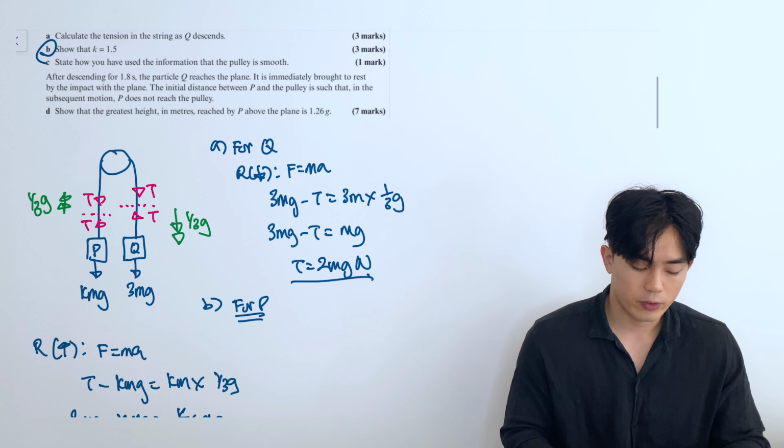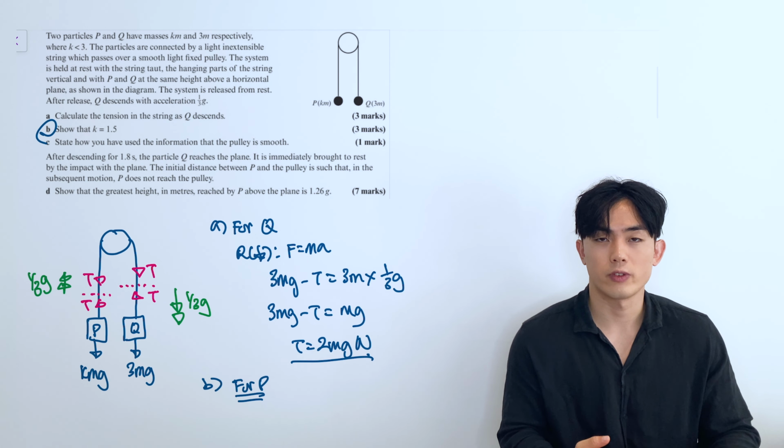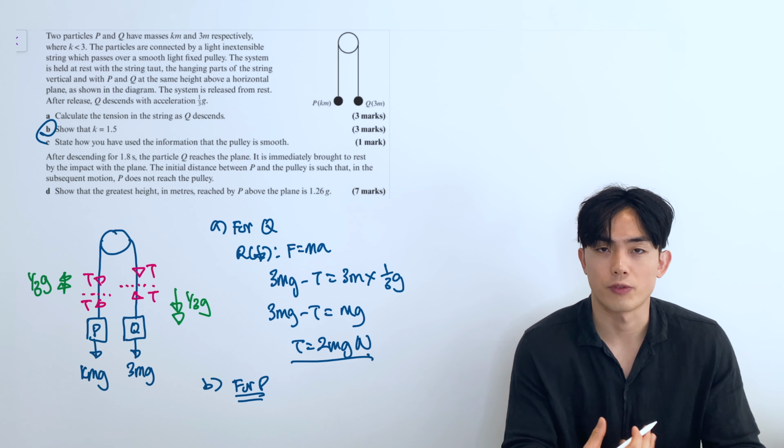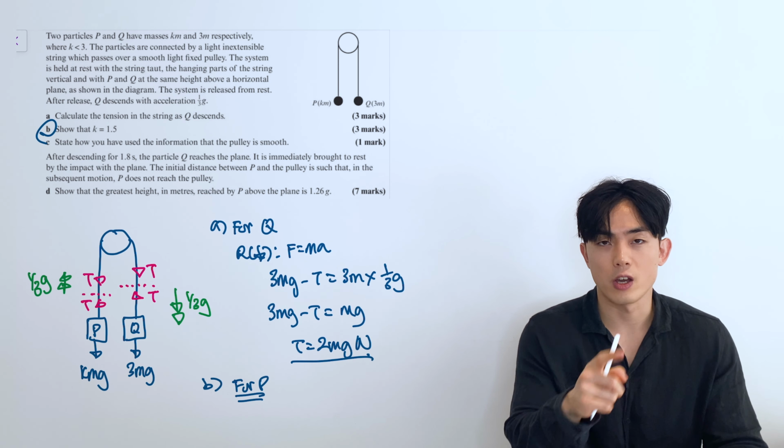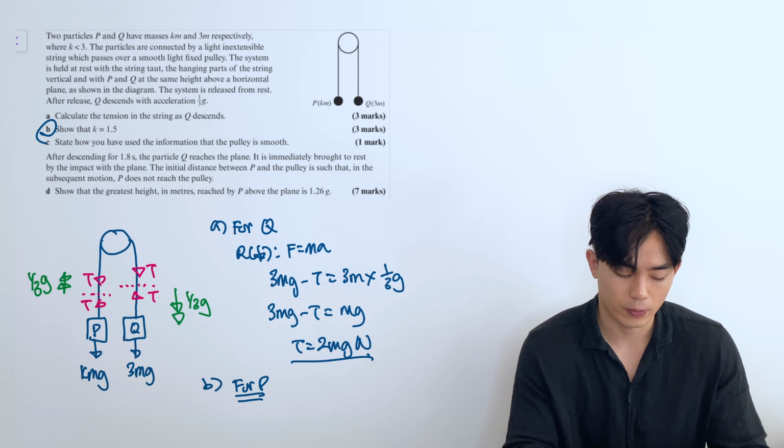C, state how you use the information that the pulley is smooth. The pulley is smooth in mechanics. When it says smooth, it just means there's no friction. So that means if the string is going over the pulley, there's no friction caused by the pulley.